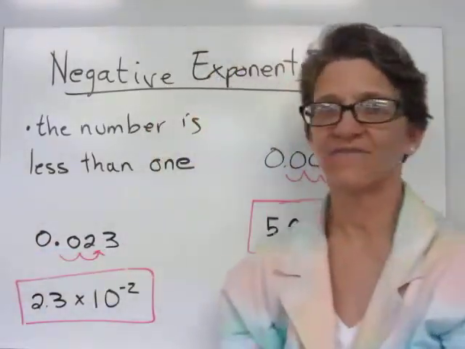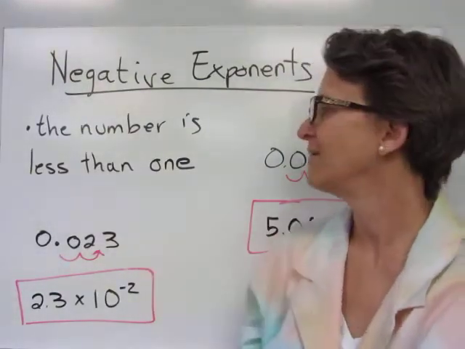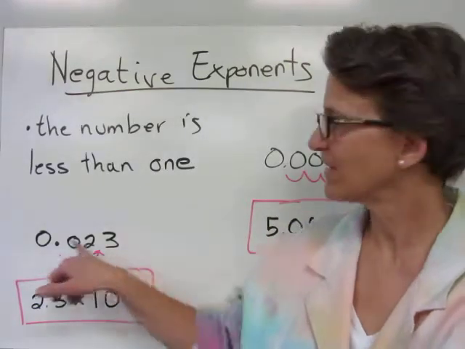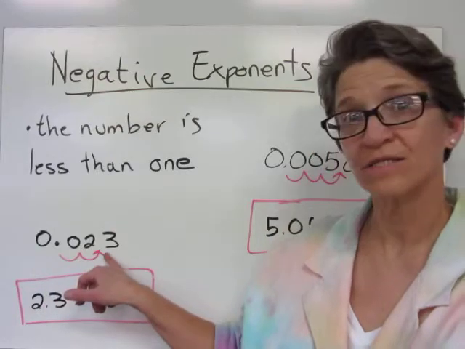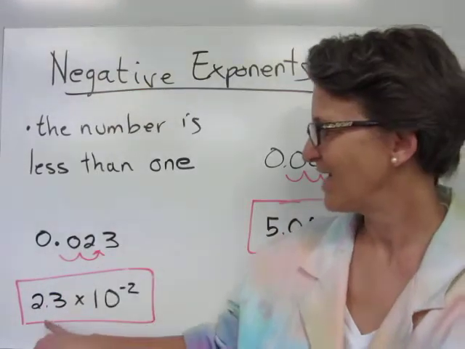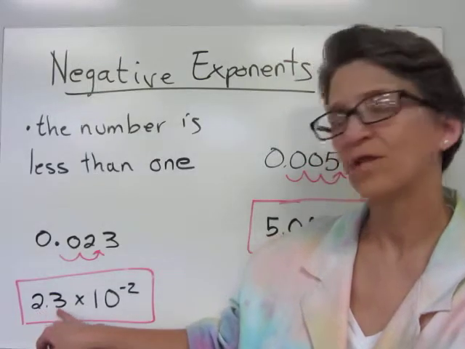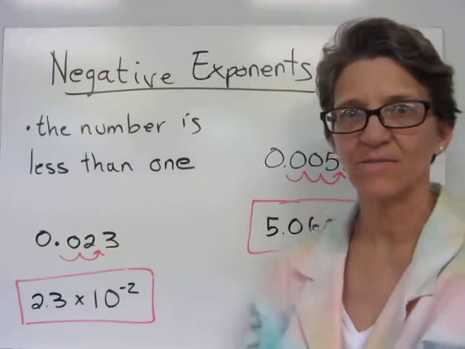If you have a negative exponent, remember your number is less than 1. So if you start with a number, 0.023, it's less than 1. We're going to move the decimal place 2 places to the right. It's like dividing by 100. And we have 2.3 as our mantissa, 2 sig figs, times 10 to the minus second.